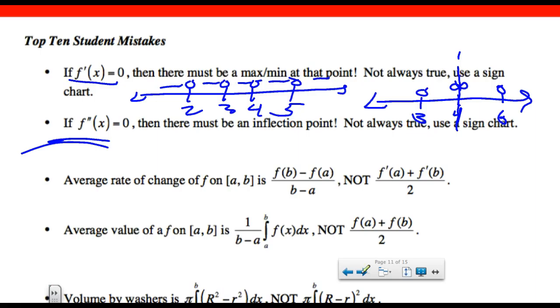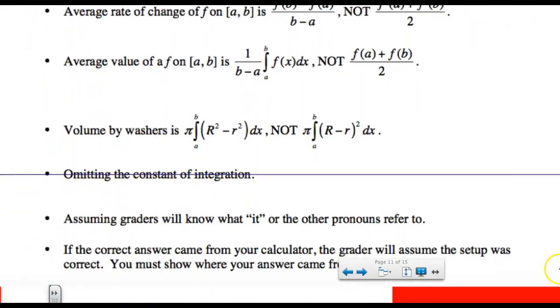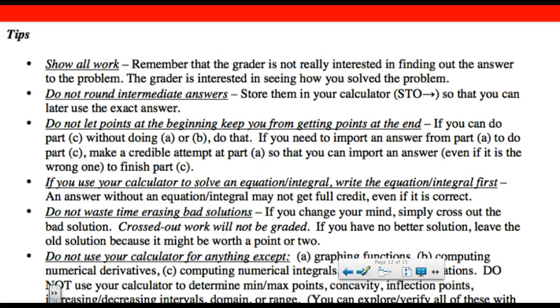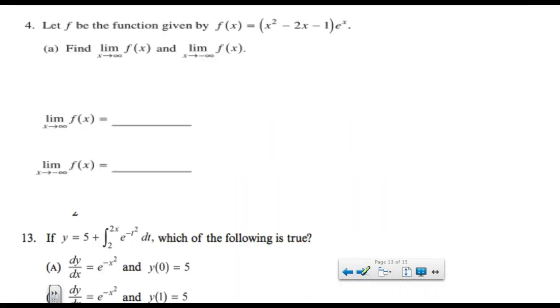You guys don't do this anymore, so I'm not going to talk about those. The biggest mistake they say in volume by washers is doing that instead of that. I don't think you guys do it. You better not forget it or I'll hurt you. Don't assume they know what it means, but you shouldn't be worried about that. You guys don't do the bottom part incorrectly either. So I'm going to move along. You know all that. You know all that too.